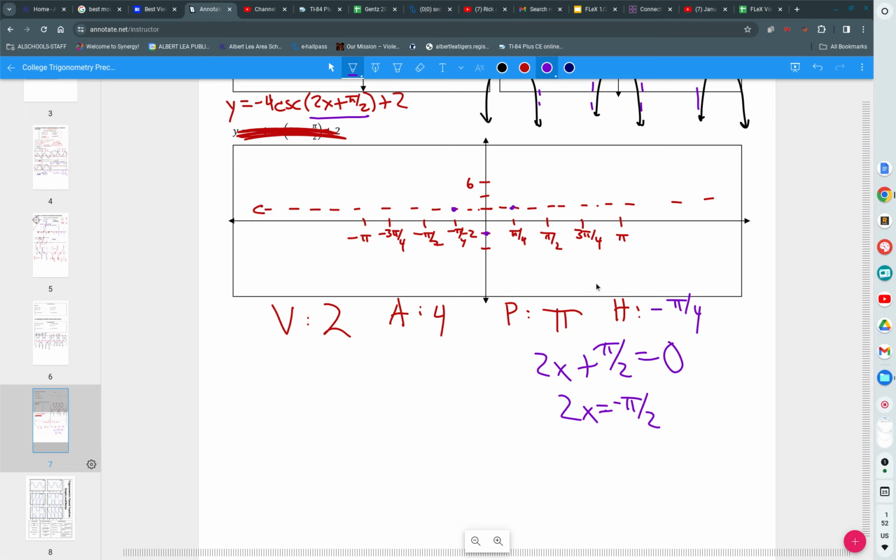Back up to the top, down to the bottom. So if I just move my starting point, that should give me enough information to be able to figure out where the rest of the points go from there. And that way I don't need to make that ghost graph.